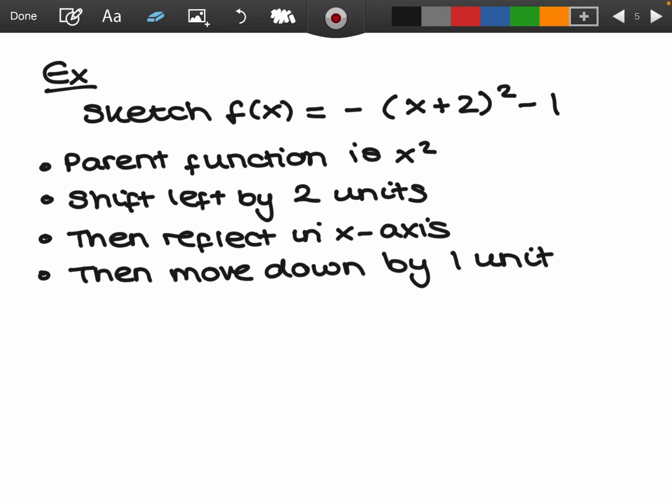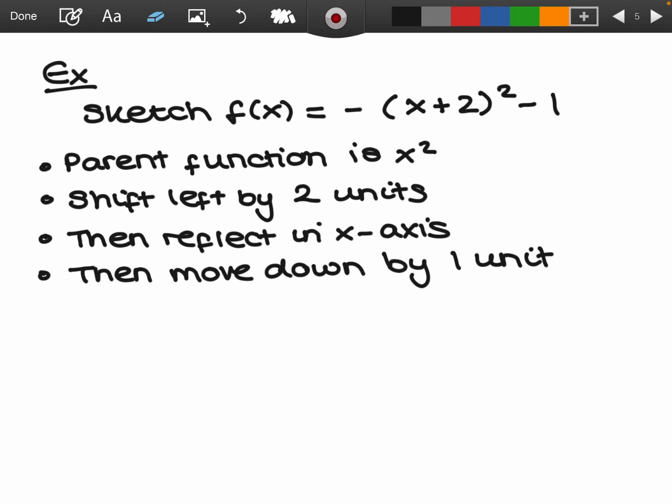In our next example, I have the function negative x plus 2 squared minus 1. So here, when we look at what our parent function is, we can easily see that it's x squared. That is the major function that we are going to be transforming here. And then I've written down exactly what we are going to be doing in order to translate that parent function so that then we can go ahead and sketch the graph.